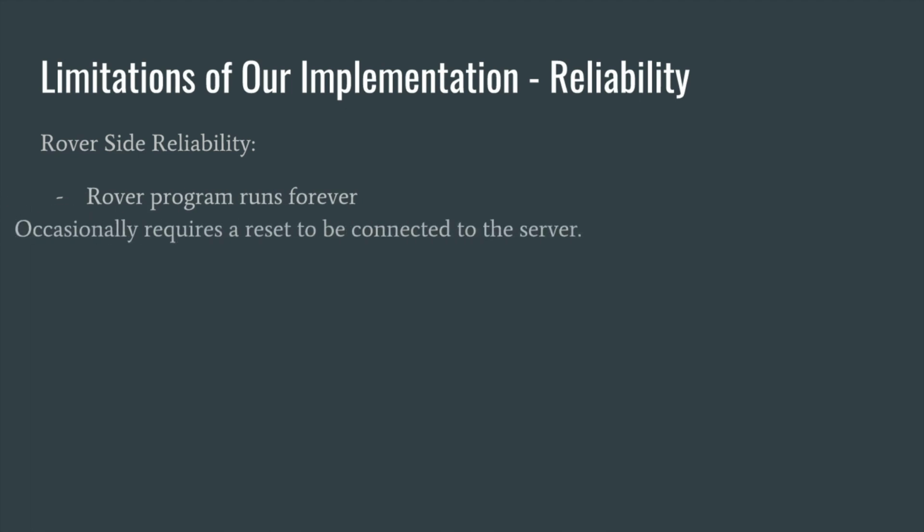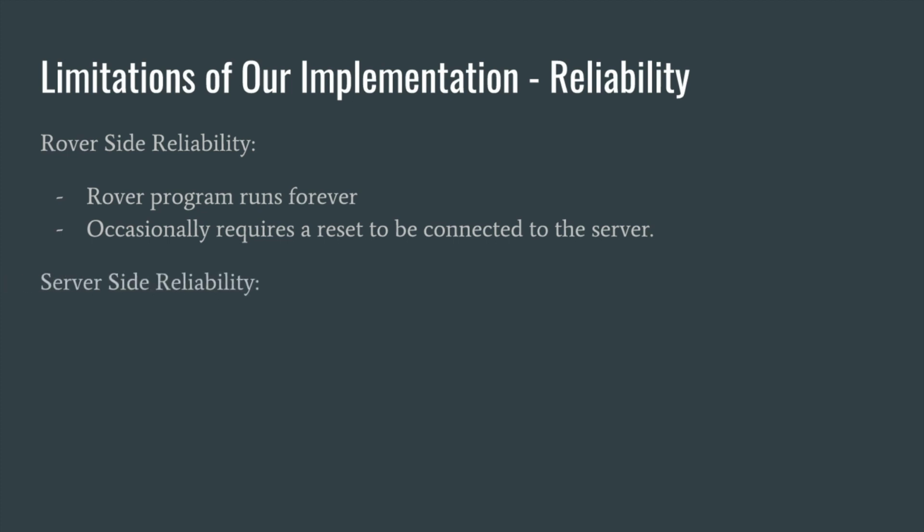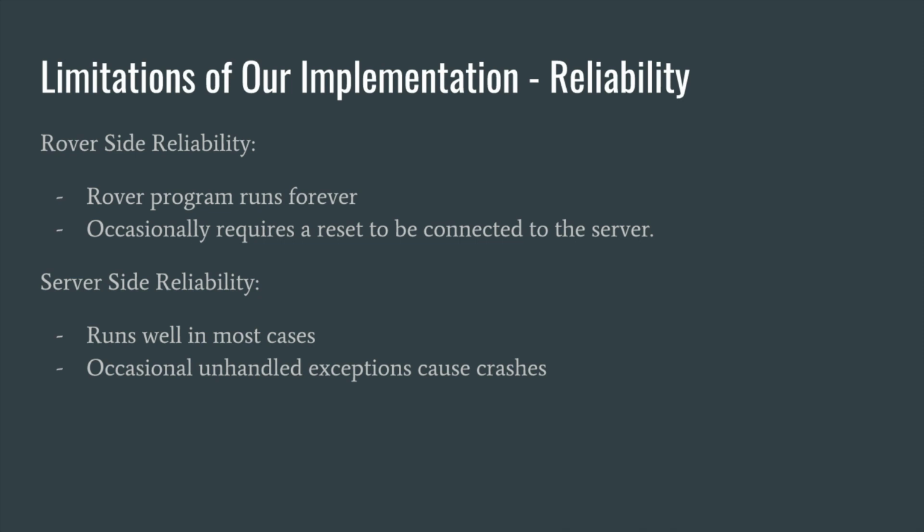In terms of reliability, our code is pretty good. On the rover side, the state machines that are implemented can run forever with no issues. However, when it comes to connecting the rovers to the server, occasionally we run into some issues that require either a server or rover reset. On the server side, occasional unhandled exceptions cause the program to crash, but in most cases, the server executes without flaw. Overall, even with these small occasional issues, the project works well and allows the Tron Lightcycle game to be played well enough that someone familiar with Tron could recognize it.